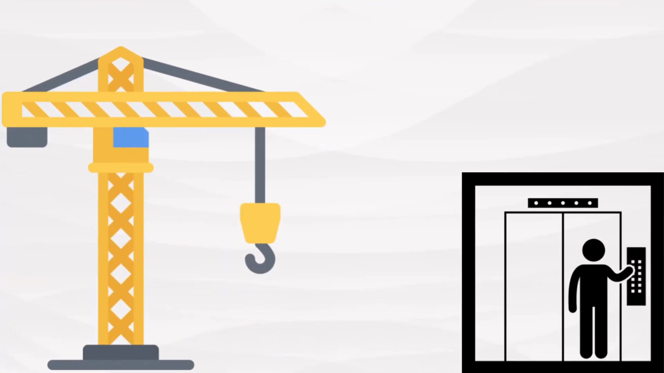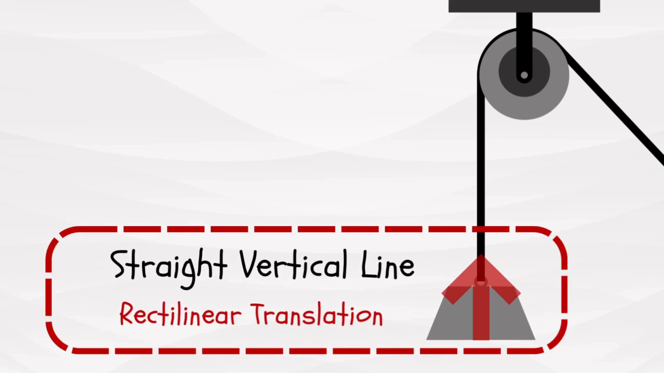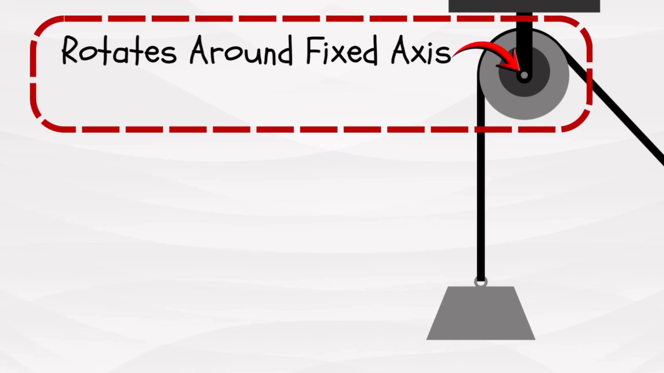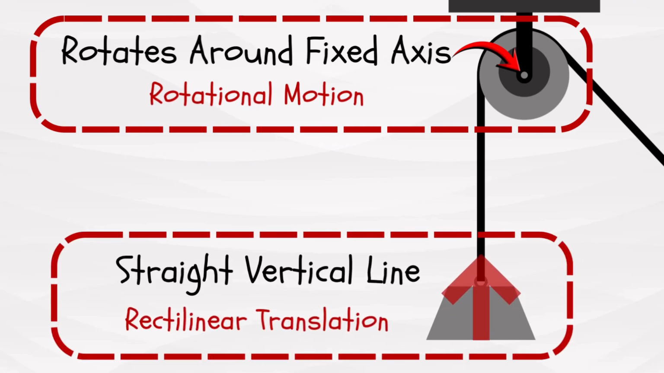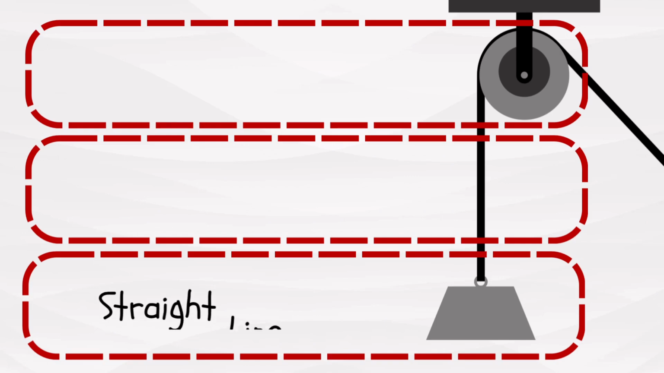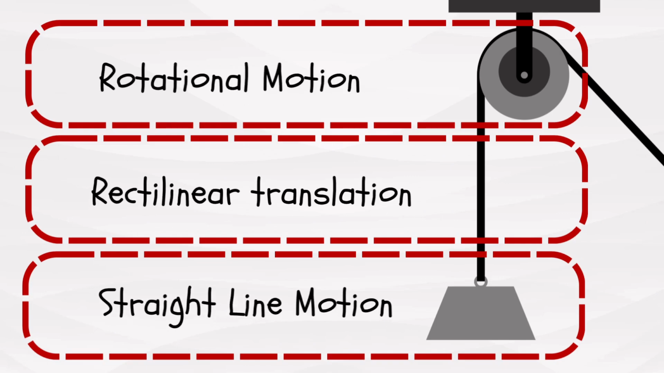Now let's move to a pulley lifting a heavy load. You've probably seen this in cranes, elevators, or even simple physics labs. When the load is lifted upward, the load itself moves in a straight vertical line. That's rectilinear translation. The pulley, however, rotates around its fixed axis, so its motion is rotational, not translational. And the rope segment between 2 points doesn't rotate at all. It simply moves straight upward. This simple system gives us 3 different types of motion at the same time: straight line motion for the load, rotational motion for the pulley, and rectilinear translation for the rope.